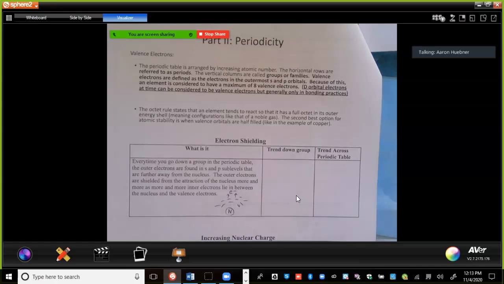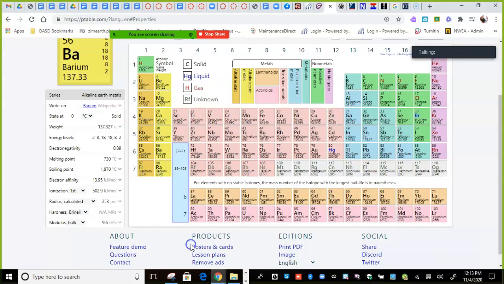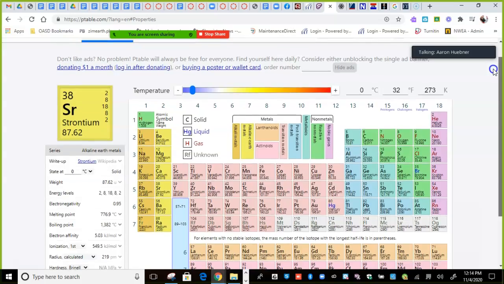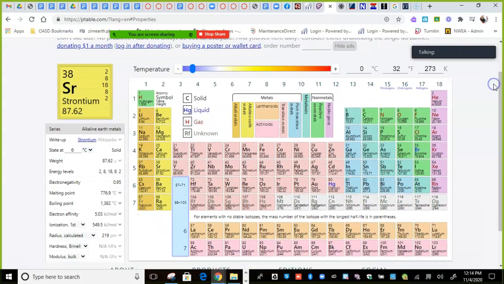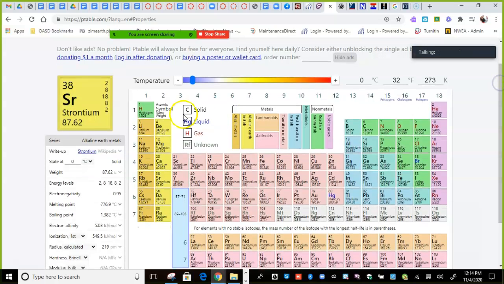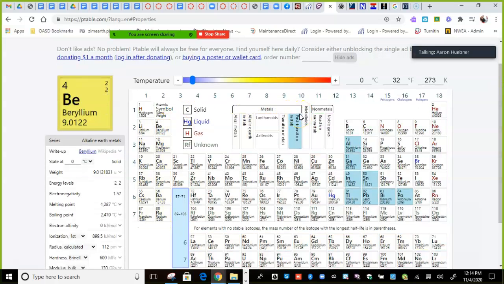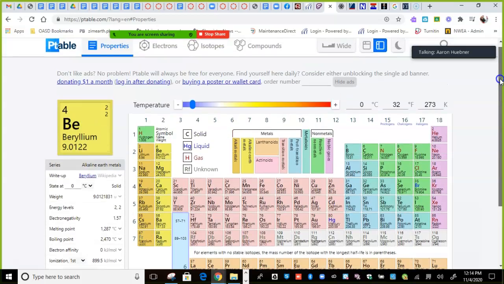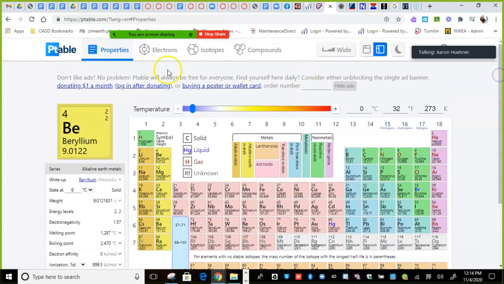So, the trend down the group, let's think through this. As you go down the column or the group, we're increasing in our number of electrons. It's getting bigger and bigger. I think there's an online periodic table that has the electron configuration. Oh, here it is.